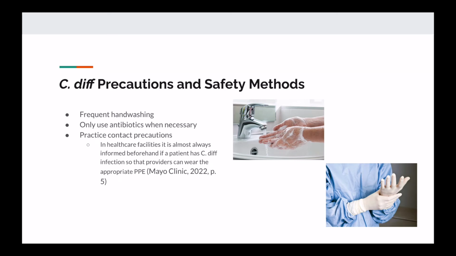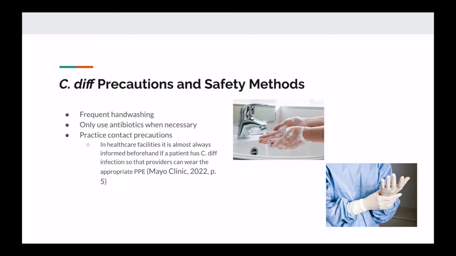So, precautions and safety methods. The most important ones will be frequent hand washing and to only use antibiotics when necessary, since they can alter your gut microbiome. Another important one is to practice precautions in hospitals.